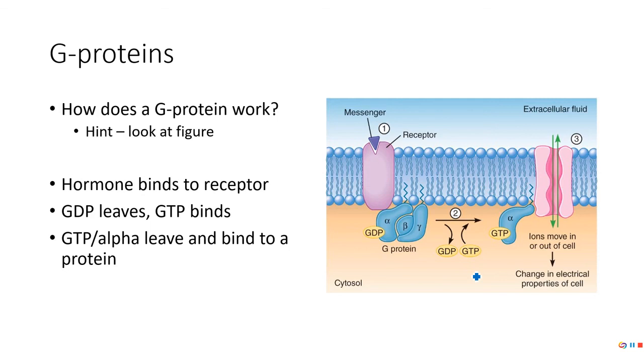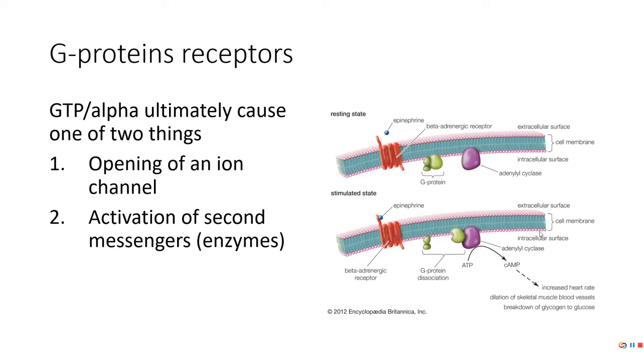But then GTP and alpha decide they want to go somewhere else, and so they leave and they bind to a protein here. You can see from this picture, here's our protein, and they can bind to it. Now that protein does one of two things. It's either an ion channel, so we're opening a door, or it's an enzyme which activates a second messenger.